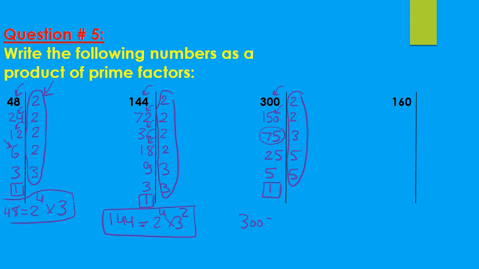So 300 equals, we have 2 two times, so 2 squared, 3 one time, and we have 5 two times, so we write 5 squared. These are the prime factors of 300.